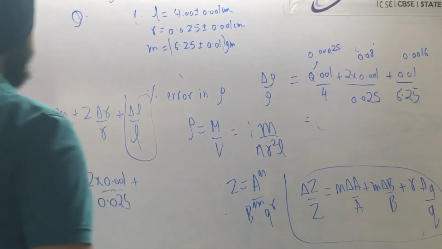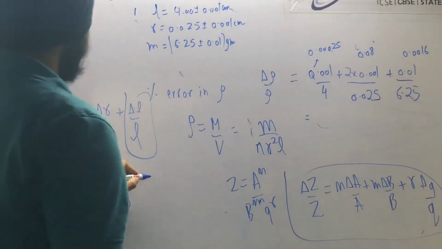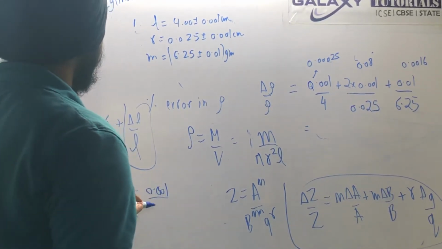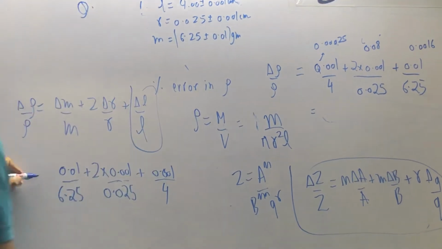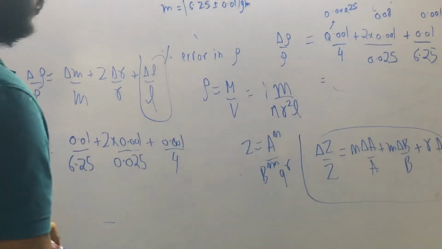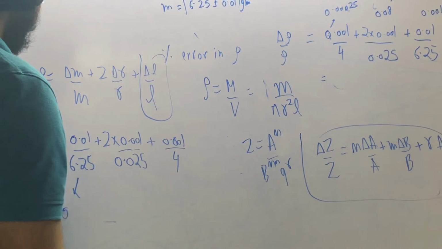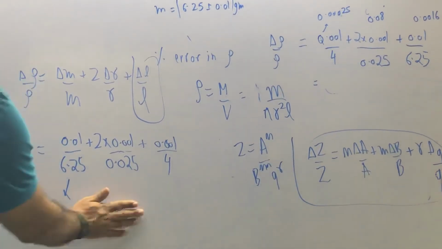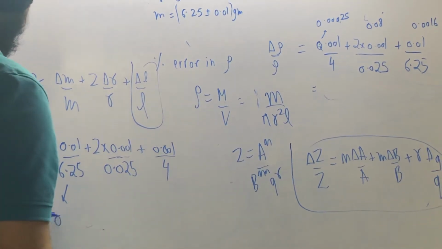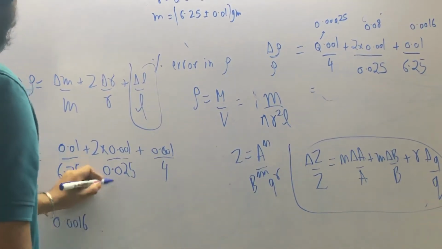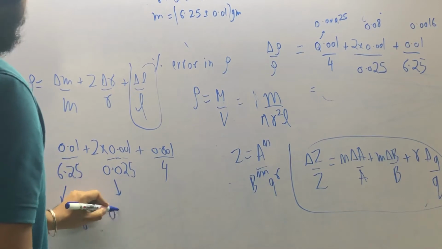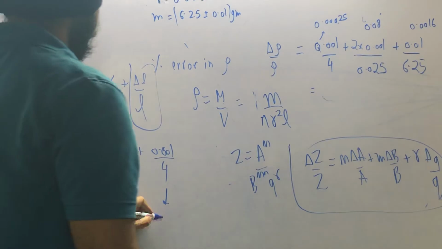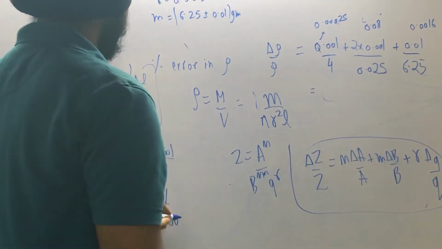Okay, last one is delta L upon L, so that is 0.001 upon 4. So this value comes out to be 0.0016, the second comes out to be 0.08, and the last one is 0.00025.